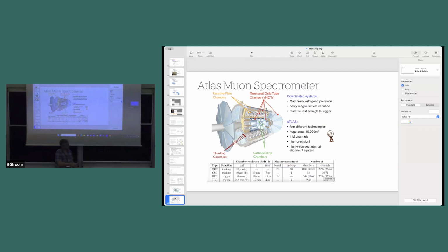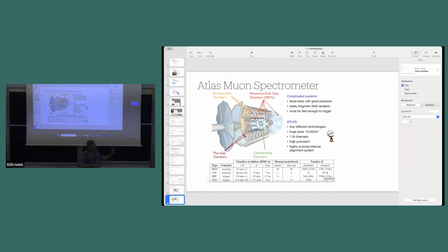So there's tremendous volume, right? It's a huge area that you're trying to instrument. It's 10,000 meters squared. And in order to get to that precision, you need a very involved internal alignment system, and you're using gas detectors basically over the entire thing, because otherwise it would be prohibitively expensive to try to do that with silicon over that large a volume. It would be, I don't know, billions of dollars or something, right?